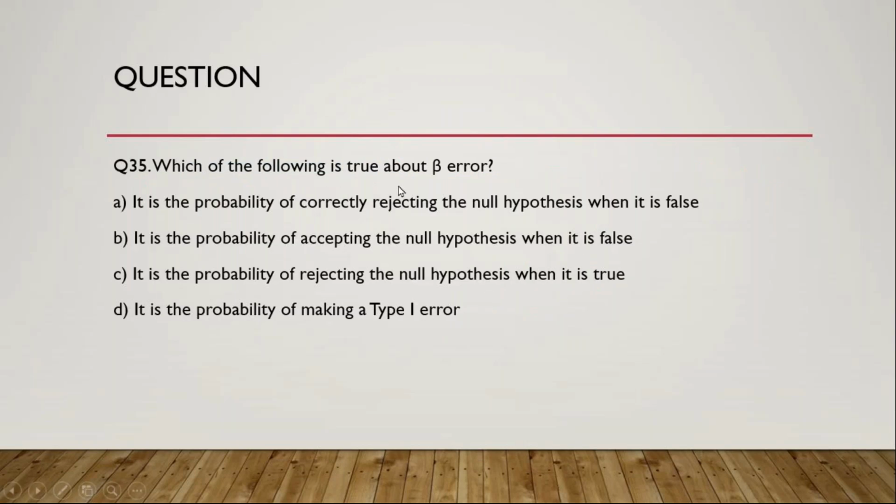Type 2 error is also known as beta error. So which of the following is true about beta error? Option A, it is the probability of correctly rejecting the null hypothesis when it is false. Option B, it is the probability of accepting the null hypothesis when it is false. Option C, it is the probability of rejecting the null hypothesis when it is true. Option D, it is the probability of making a type 1 error. So what will be the correct answer? Option B. Please reply. Option B: it is the probability of accepting the null hypothesis when it is false.